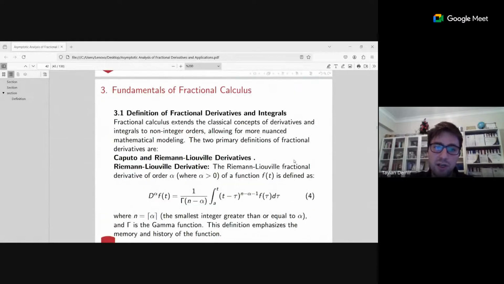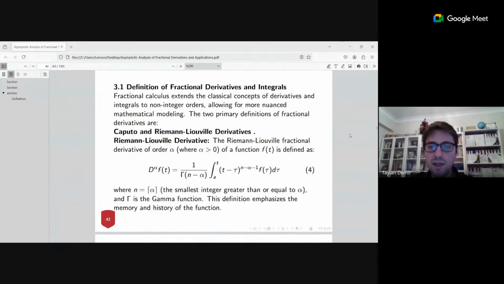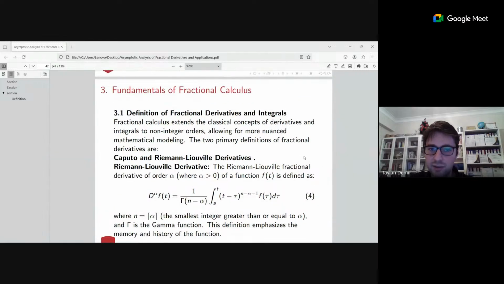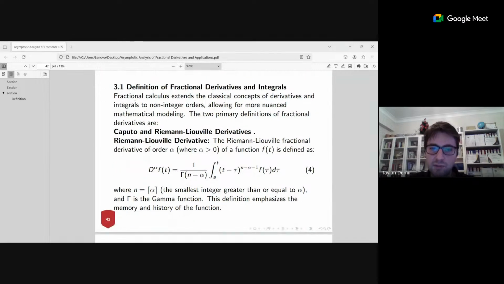But previously, I wanted to give a presentation about the Caputo fractional operator and the Riemann-Liouville fractional operator before the asymptotic analysis of fractional derivatives. And this chapter is important in this presentation. Caputo and Riemann-Liouville have been worked on by many scientists in the applied mathematics field. Fractional calculus extends the classical concepts of derivatives and integrals to non-integer orders, allowing for more nuanced mathematical modeling.